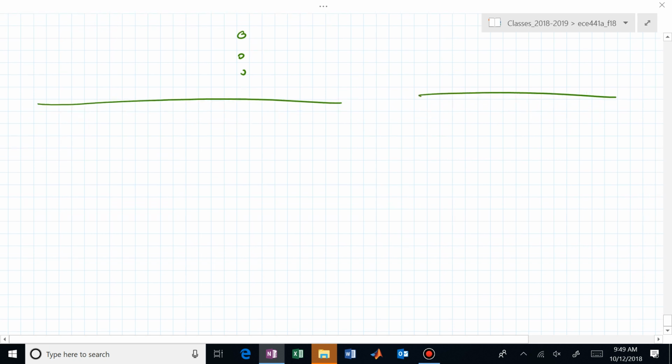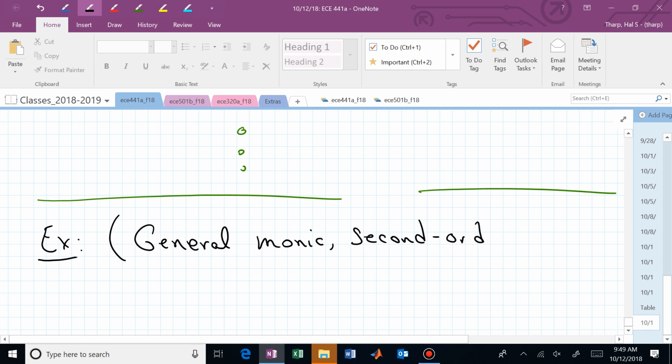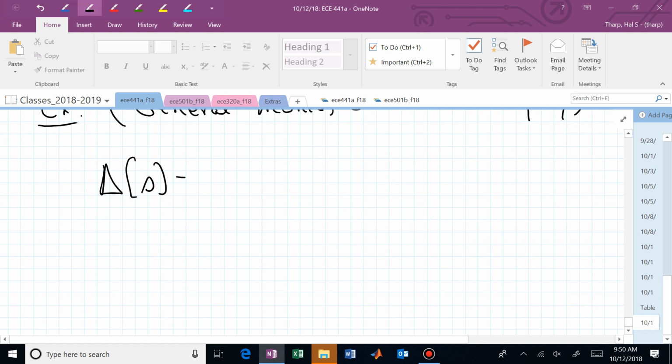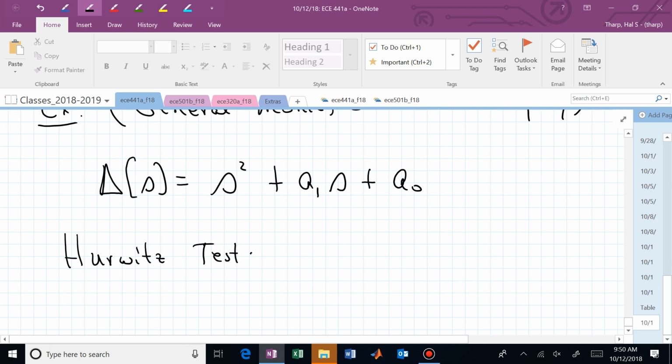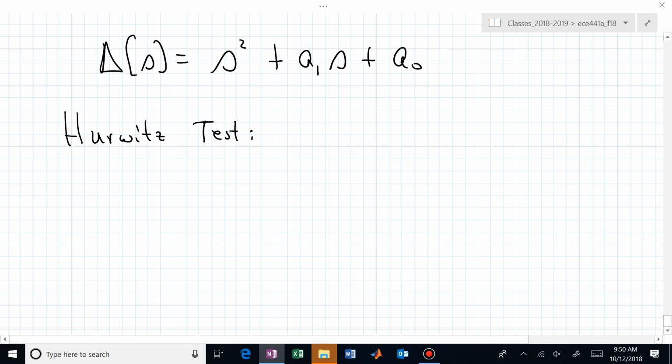Let's now do that for our generic second order monic polynomial. Now I'm saying here's delta of S. This is now S squared, it's monic, plus A1S plus A sub 0. Hurwitz test, let's not even worry about that. You can fill that in later. That's true, right? We're assuming A1 and A sub 0 are present. We'll just assume that they're positive.